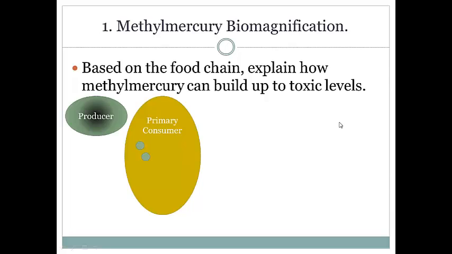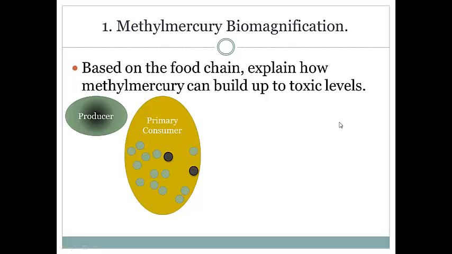So now when the primary consumer eats, it's going to eat 10 units of food energy, but it's also going to eat 1 unit of methylmercury, represented by that dark circle. Again, we're going to lose 90% of our food energy, but the methylmercury will be left behind because it cannot be used for energy by the primary consumer. So we see again that 9 of those food units disappear.